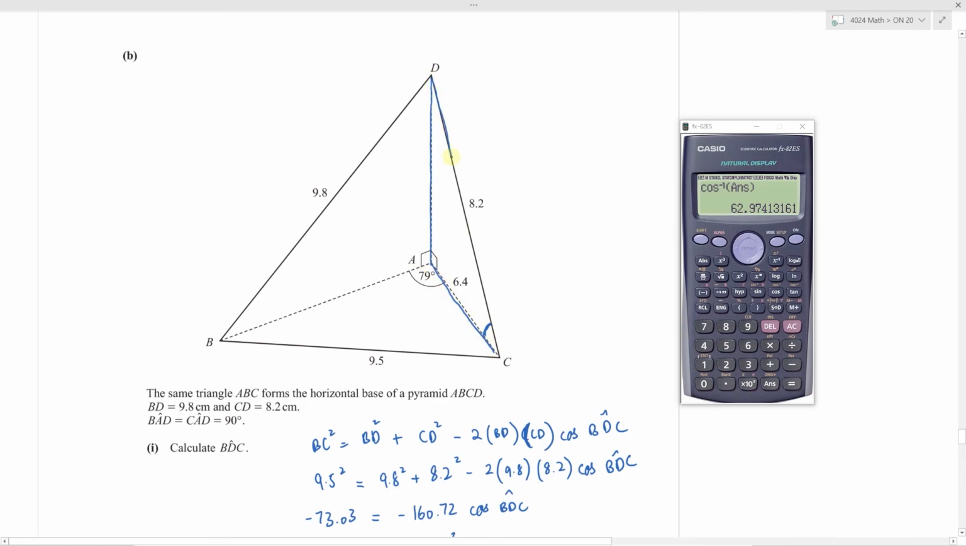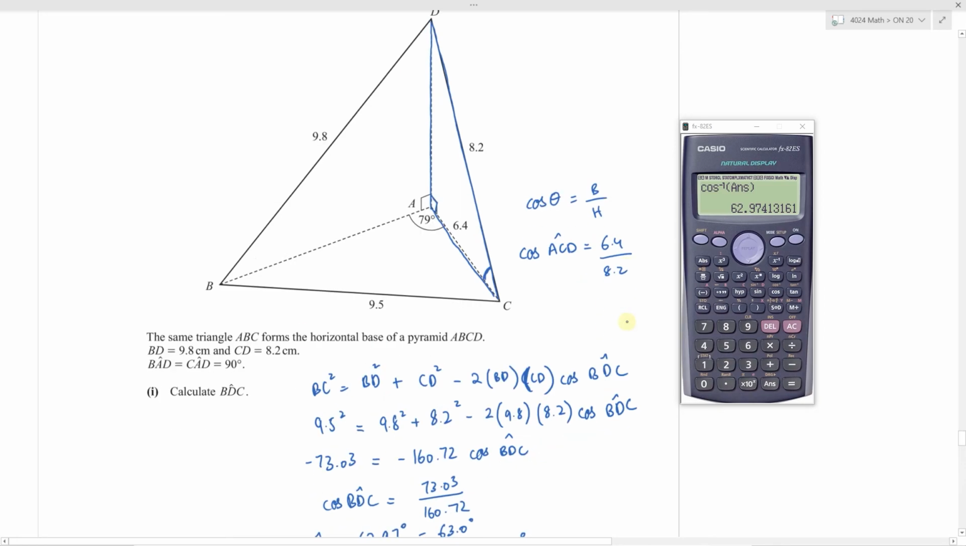So this triangle DAC is a right angled triangle. This angle is 90 degrees, given. I know the two sides. This is the base, this is the hypotenuse. So I can use the cosine here because you know that cos of theta equals base over hypotenuse. So the angle ACD, cos of angle ACD will be equal to, base is 6.4 and hypotenuse is 8.2. So let's use this.